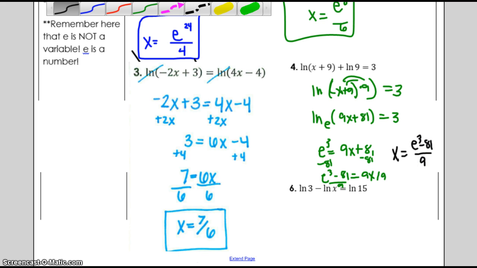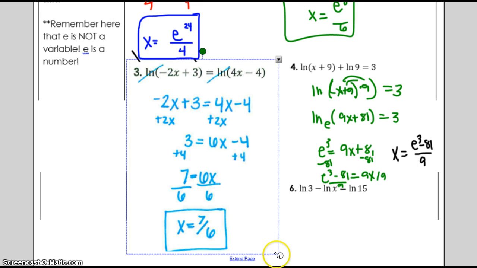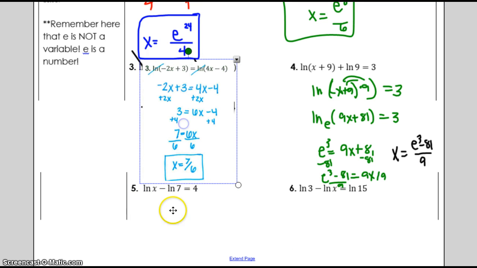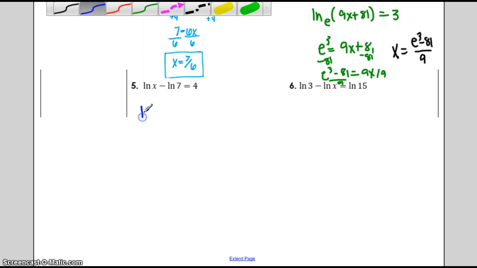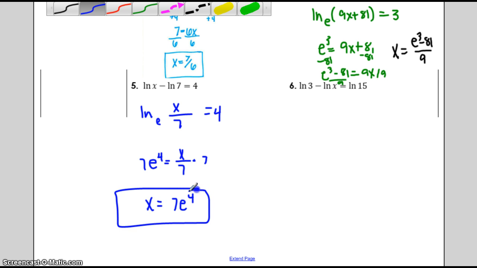All right, so let's take a look. Oops, I covered it up. There we go. All right, so subtraction here is going to be division. So it's the natural log of x over 7 equals 4. Add in your base of e if you need to. Rewrite it, and then solve. So multiply by 7. So x is going to equal 7 times e to the 4th. Try that last one on your own.